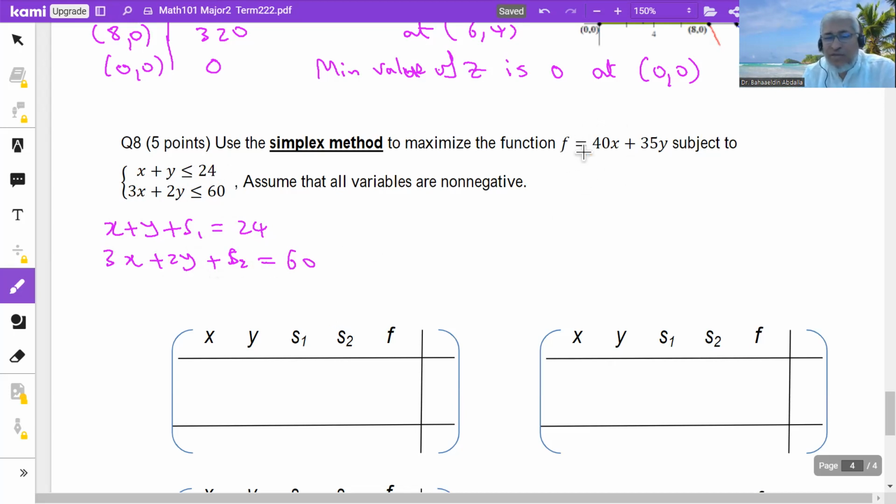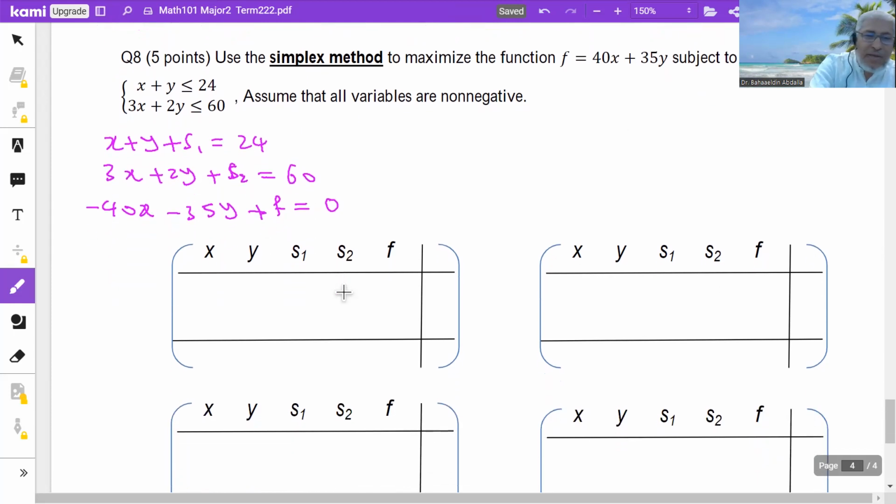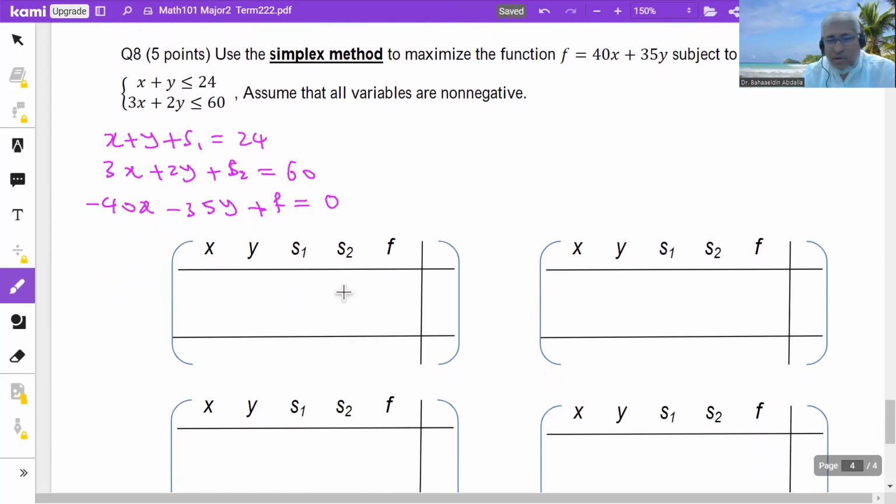And then for the objective function, we bring everything to the left-hand side. So I'll have negative 40x, negative 35y, and plus f equals 0, because nothing is left on the right-hand side. Now, to write the initial Simplex tableau, this is the initial Simplex tableau.